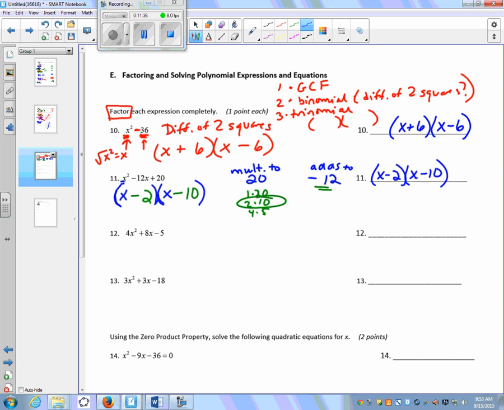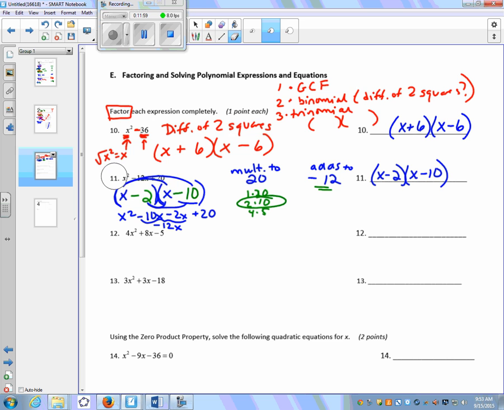Remember, you can always check to see if you factored correctly by multiplying these things out and seeing if you get back what you started with. X times x is x squared. X times negative 10 is negative 10x. Now we do the next one. Negative 2x and a positive 20. These combine to be a negative 12x.